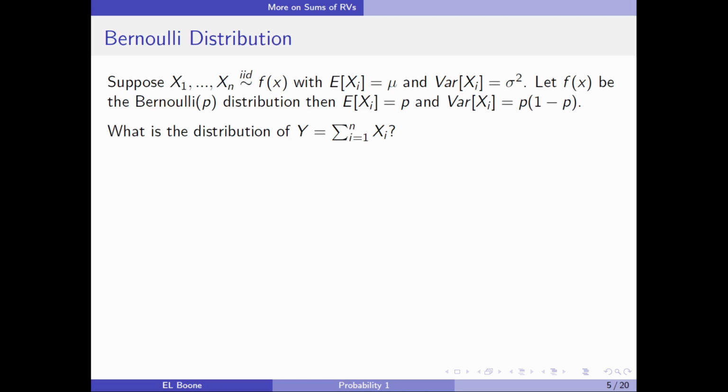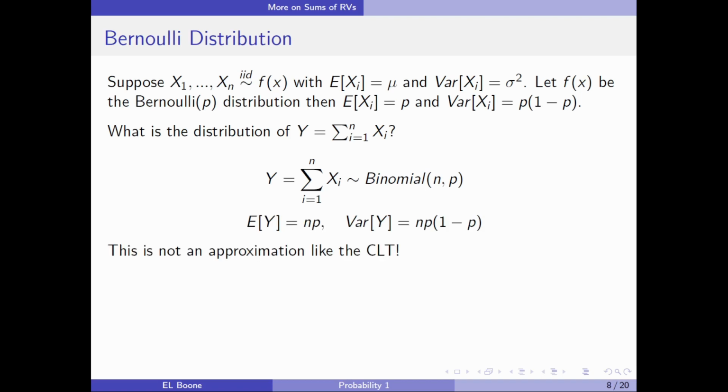Because this is quite common, by the way. And it turns out that it's binomial n, p. So super easy. And we can get its expected value and variance pretty easily. Now, this is not an approximation like the central limit theorem. The central limit theorem says if you get enough observations, then things will approach normality. Here, we don't need that assumption. n could be 2, and it works. So it's not an approximation.